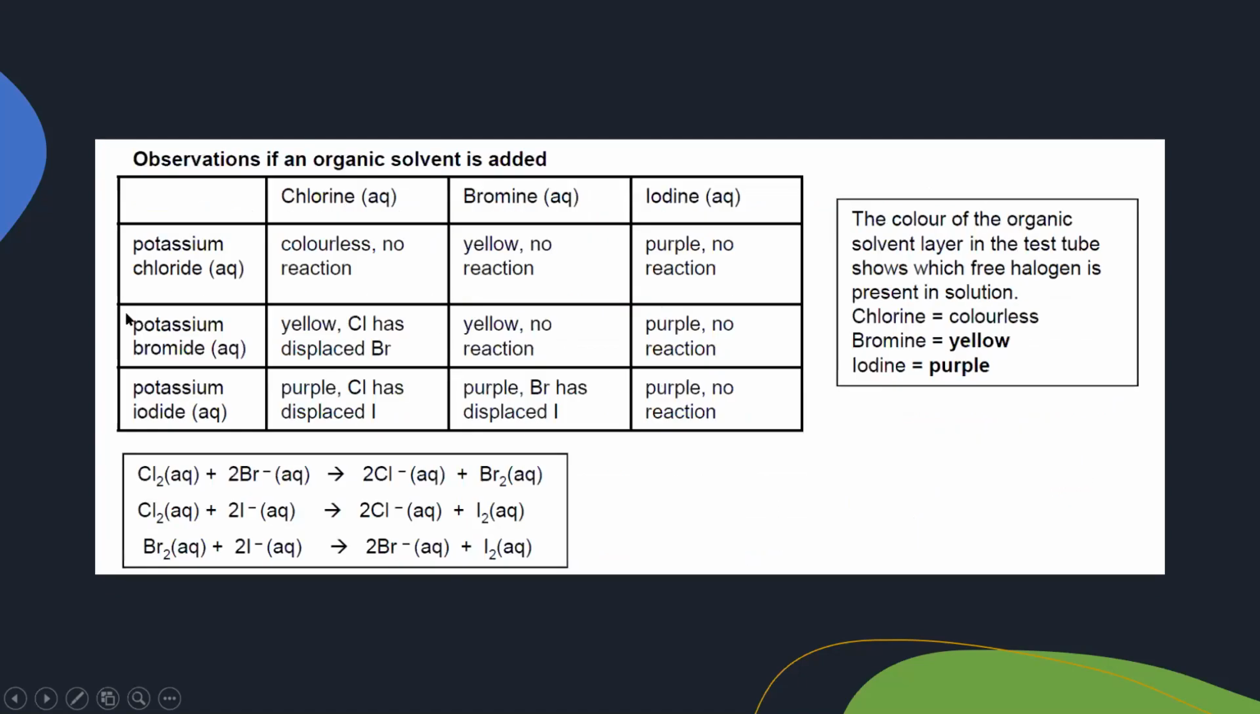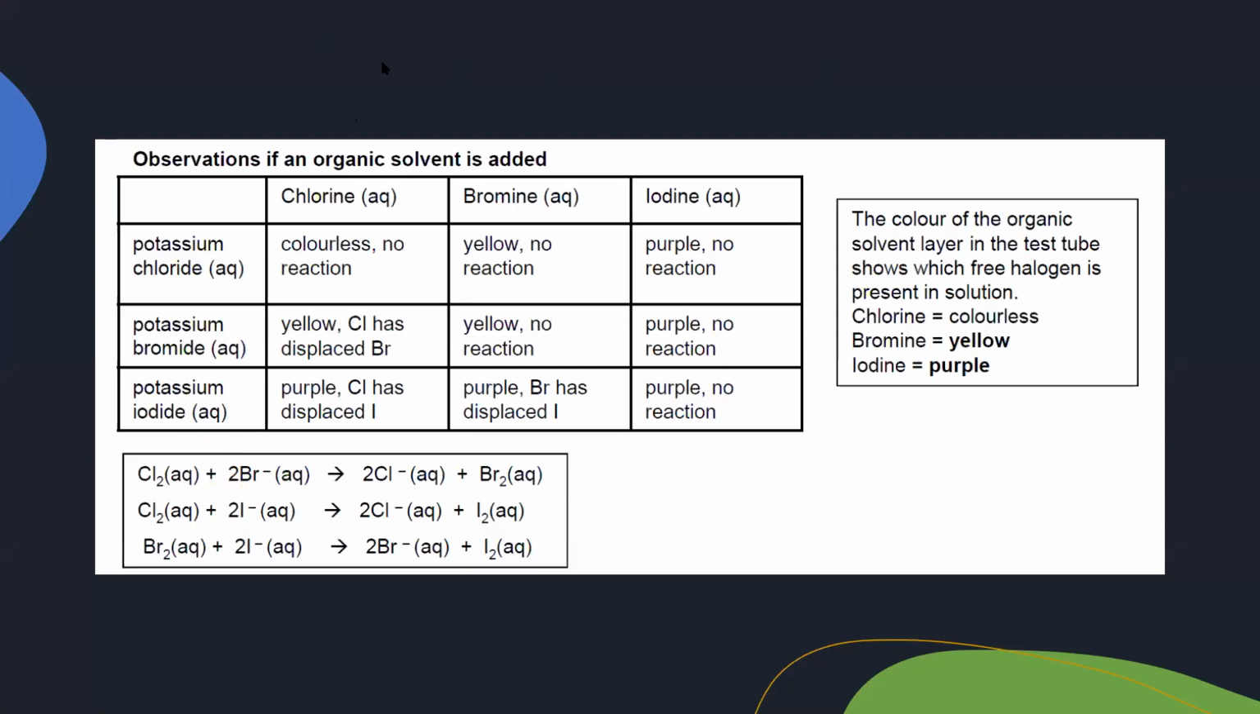And this is the equation which represents that chlorine is more reactive, so it will displace bromine from its compound, turning into chloride and bromine. Chlorine displaces iodine from its compound. Bromine will displace iodine from its compound. Is it clear? The reactions of halogens.